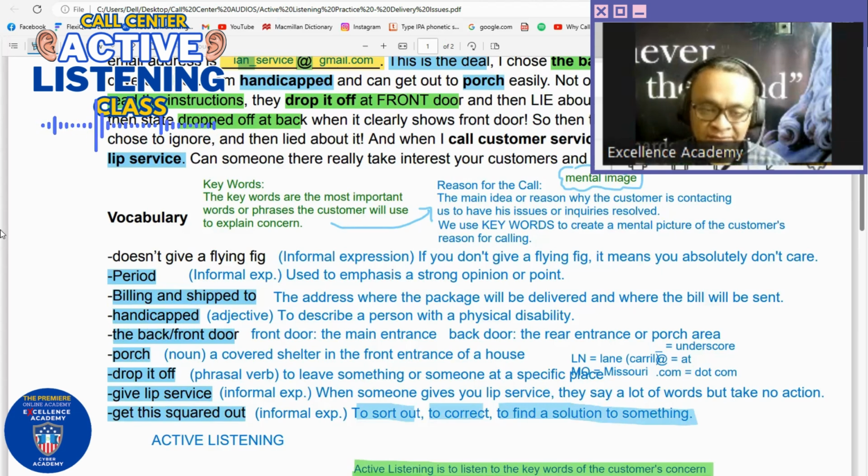Okay, guys. So that's the vocabulary for this lesson.